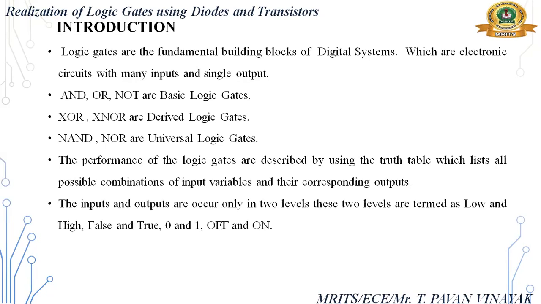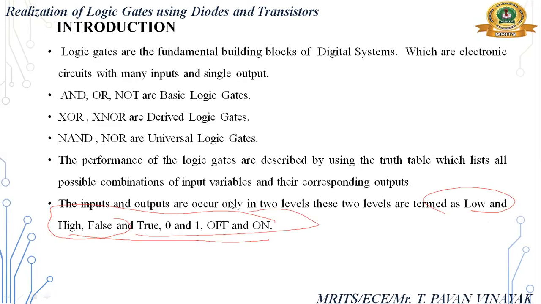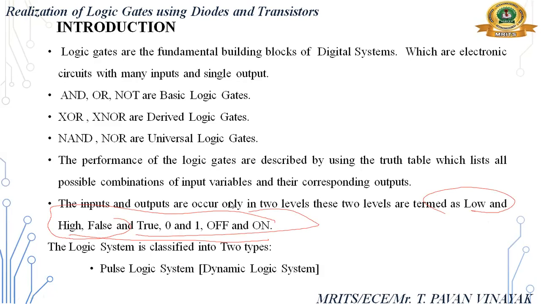Next, the inputs and outputs occur in two levels only: low and high, false or true, 0 and 1, off or on. Based on these levels, the logic system is classified into two types. The first one is the pulse logic system, also known as the dynamic logic system. The second one is the level logic system, or DC logic system.